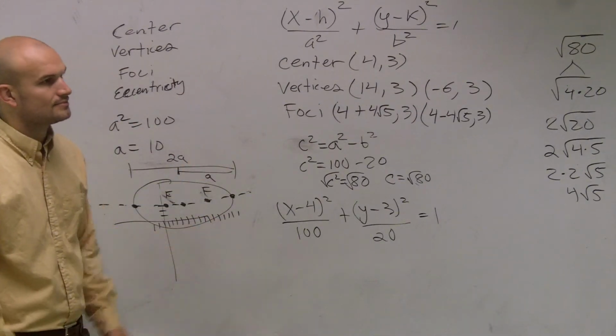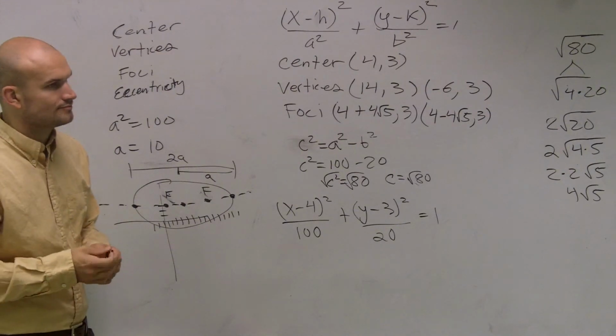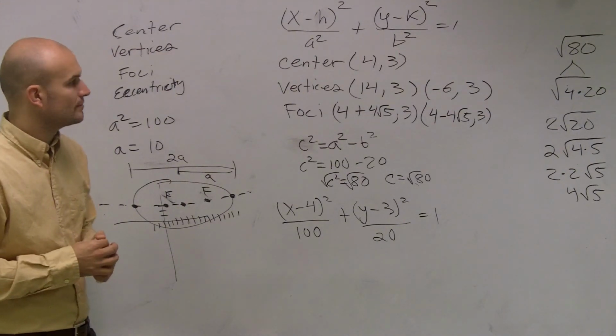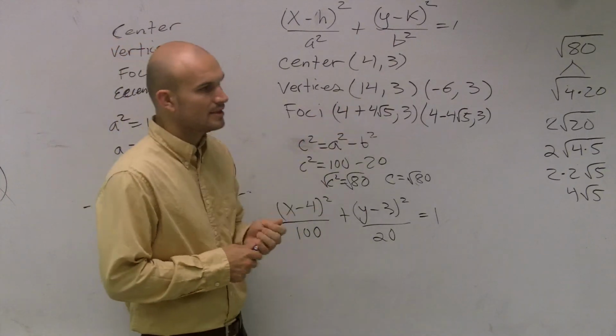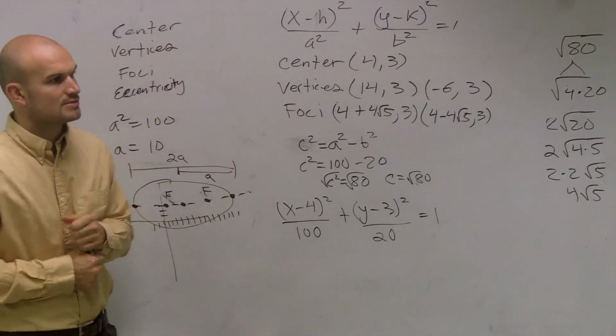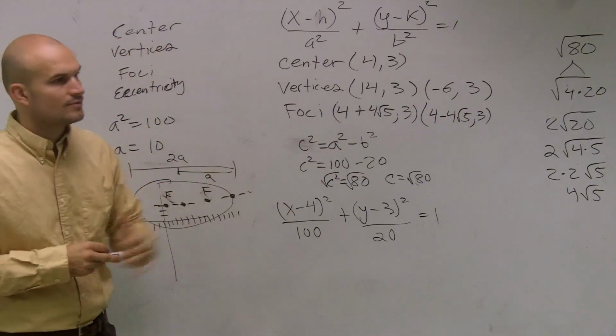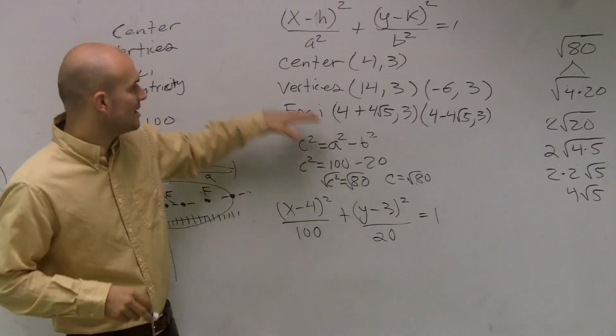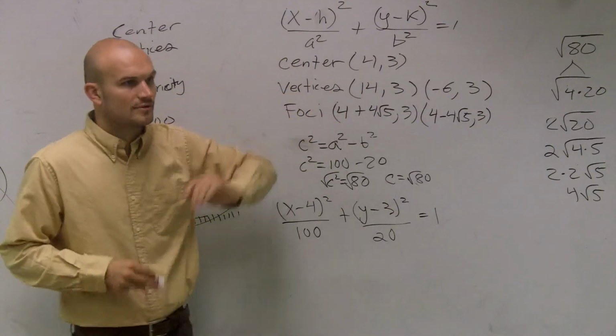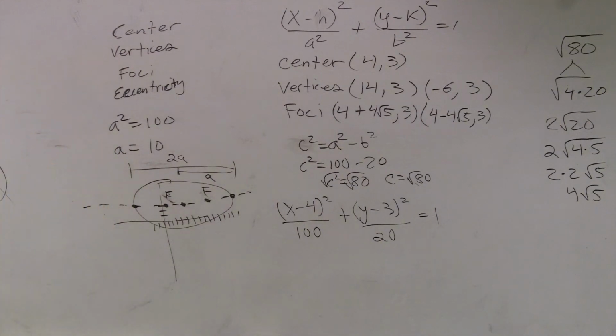How do you add those? Would it be like 8 square root 5? No, they're not like terms, so you can't combine them. You'd have to convert to decimals and find the decimal approximation. But we're not worried about finding that, we're just worried about finding the center, vertices and foci for the problem. And then the eccentricity, I forgot about that.